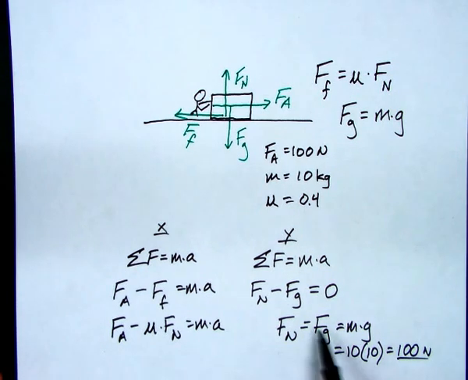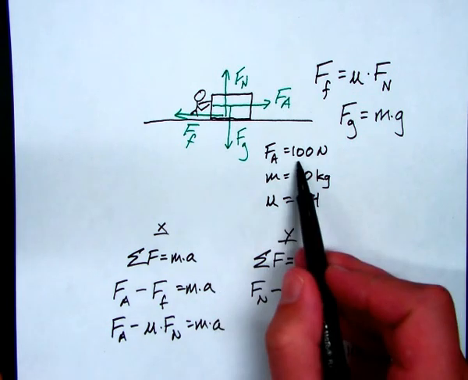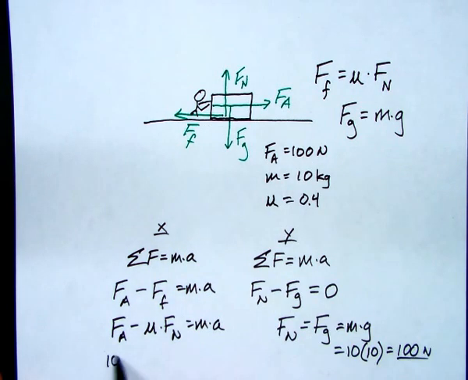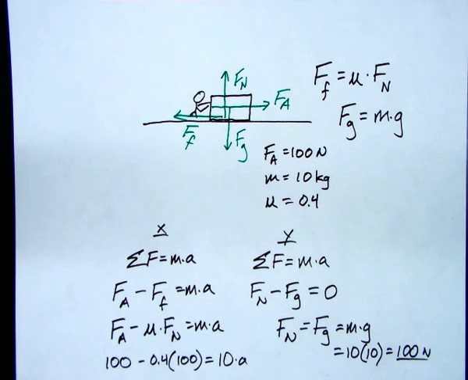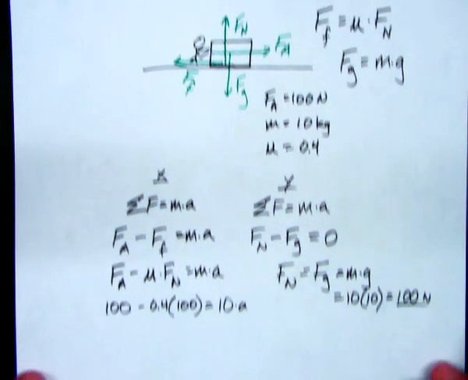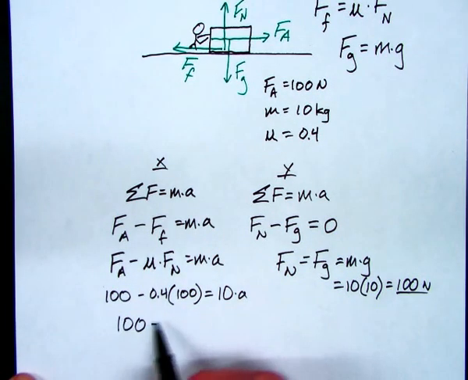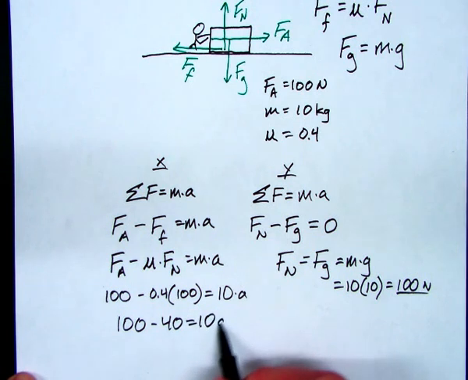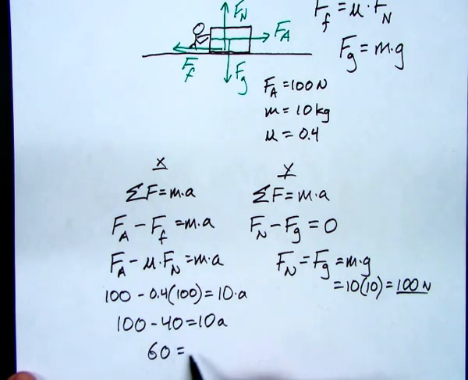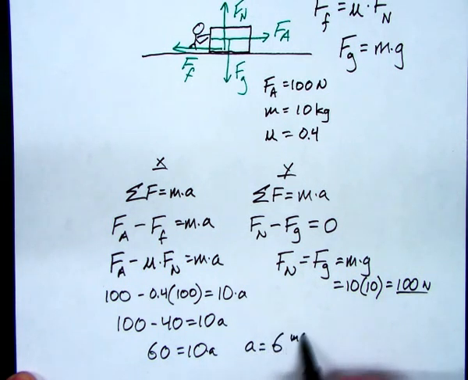In this case, we've already solved for the normal force. It's 100, so I'll write that in. So we have an applied force, this person pushing the block with 100 newtons. We have 0.4 is mu, and we have the weight of the block, which leads to a normal force of 100 newtons. The mass is still 10, and I have acceleration here. And I find 100 minus 40 equals 10a, 60, and therefore I have an acceleration of 6 meters per second squared.